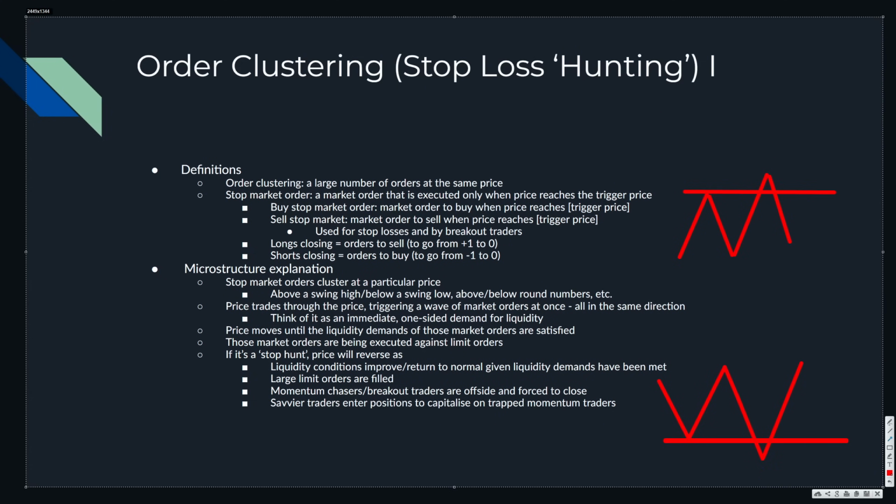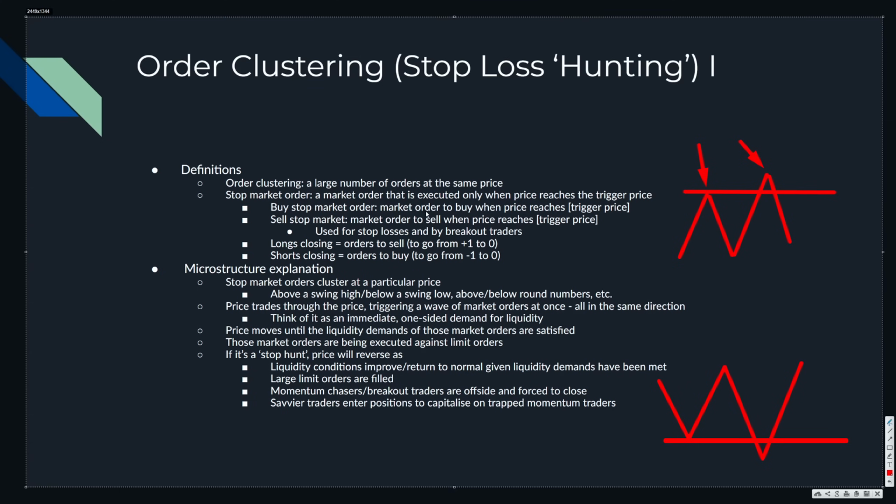Now, let's say price actually trades through that key point and it triggers a wave of market orders at once. And all those market orders are primarily in the same direction. What we know from our market order section is that creates an immediate one-sided demand for liquidity. So let's take this kind of bullish breakout attempt example. If this is a key level in the market and the market trades above it, we can then look back at our two groups. What kind of market orders are hitting as price trades through this high?